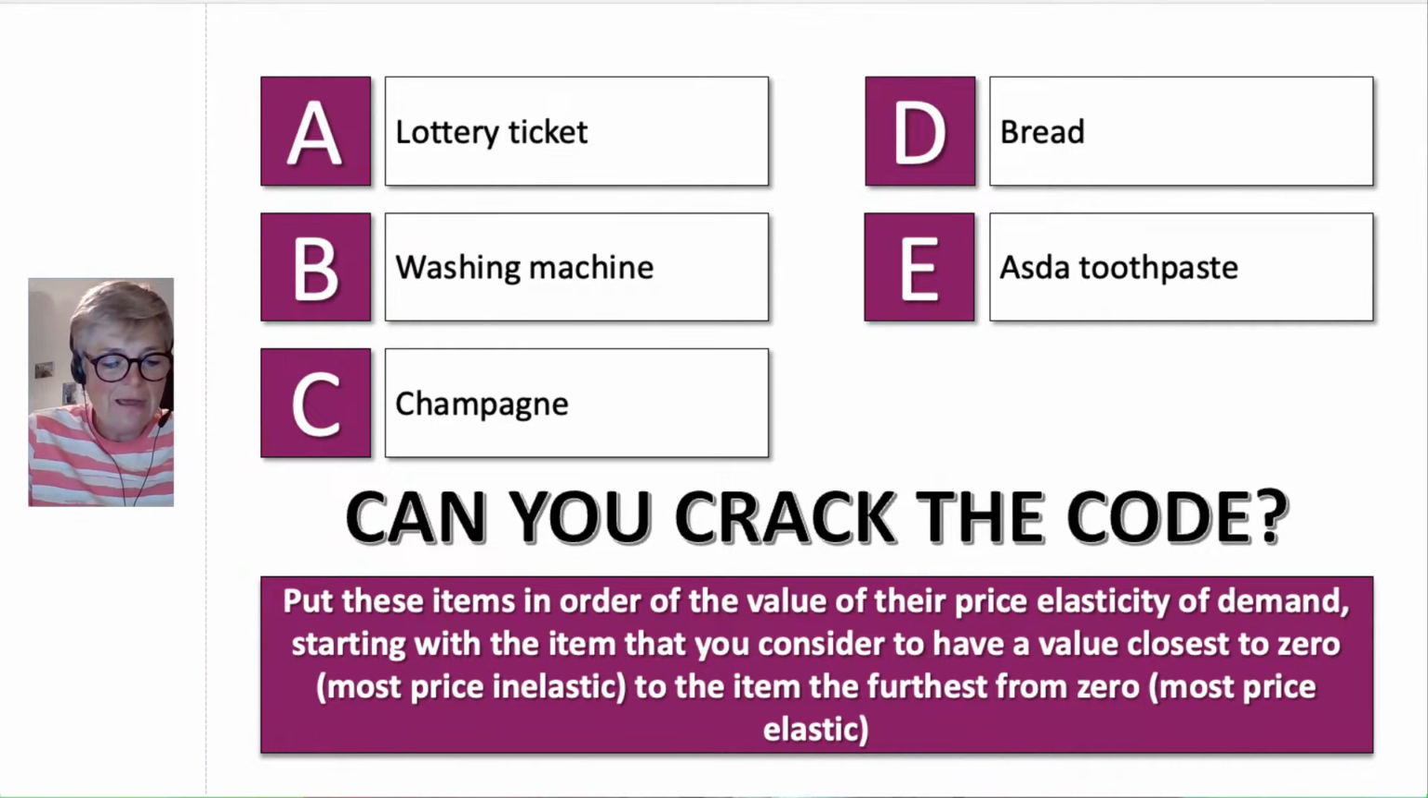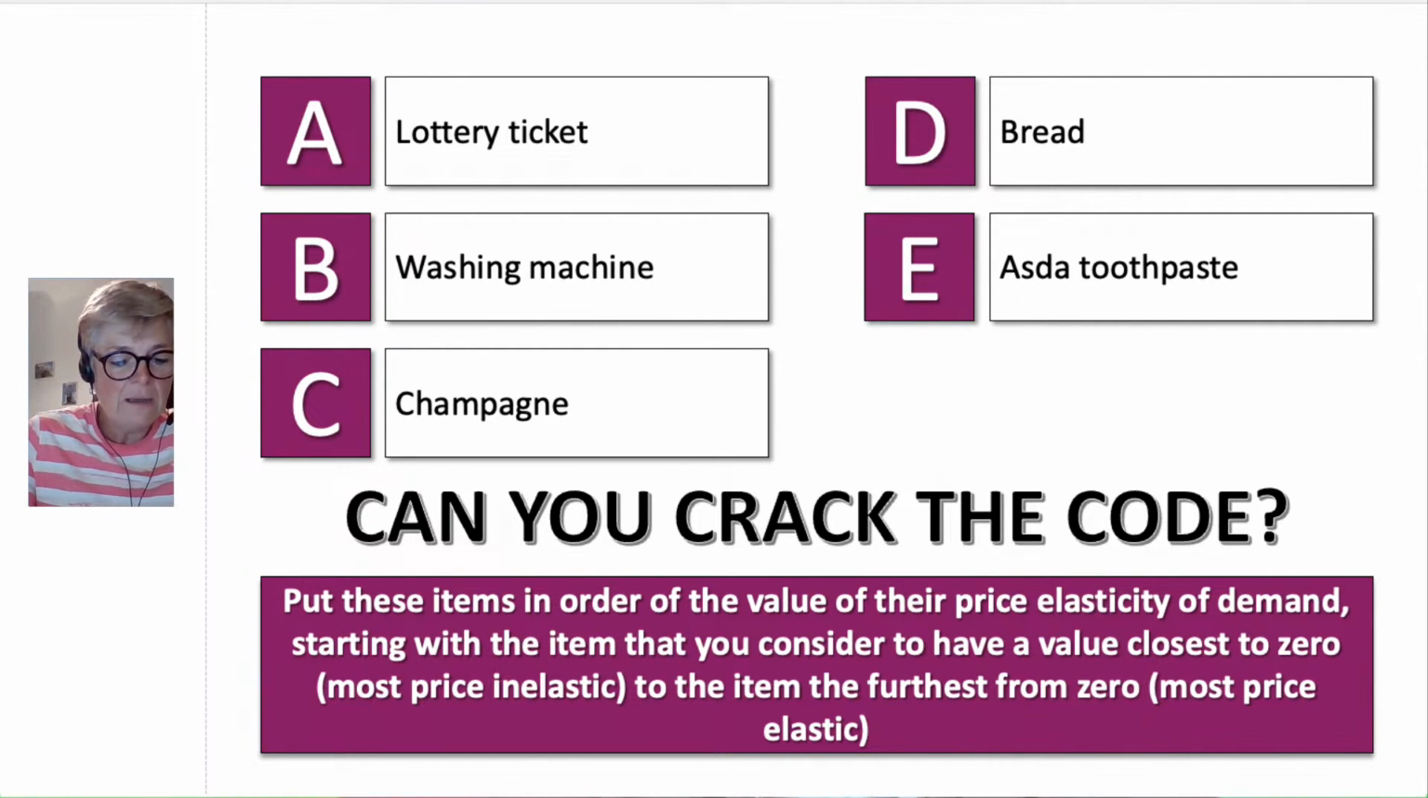So let's have a look and see what answers we're getting. Hi, Ruben. Nice to see you. Okay, let's have your answers to the crack the code. I want you to put them in order of most price inelastic first. So Sheila's come in with D, E, B, C, A. D. So bread first, then Asda toothpaste. Everybody's coming in with bread first. Ruben, is it garlic bread? It could be if you want it to. Nico says bread first and toothpaste second.